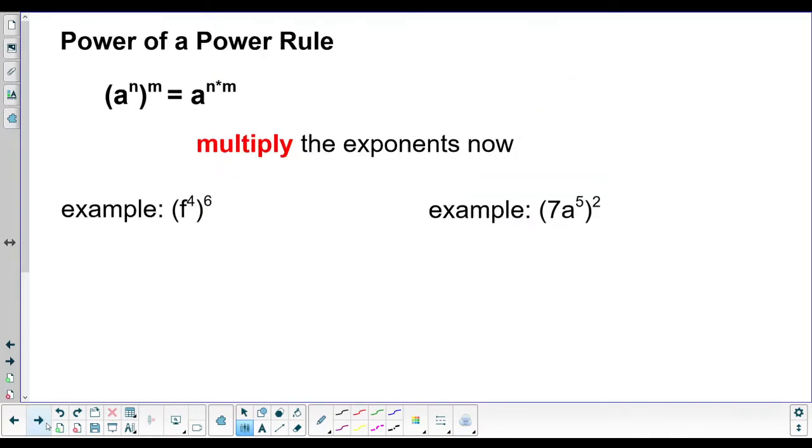Pretty easy. All right. Let's talk about the power of powers rule.